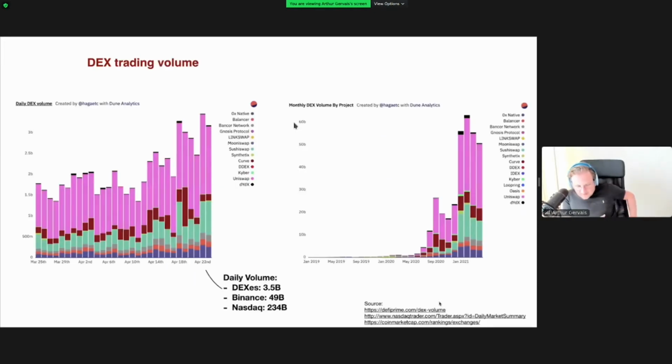So if you look at existing DEX trading volume, this has grown quite significantly, especially here in the year 2021. We have reached peak monthly trading volumes beyond 60 billion US dollars. And you can see here that the daily volume of DEXs hit basically 3.5 billion US dollars, compared to 50 of Binance, which is a centralized crypto exchange, and the Nasdaq, which is a traditional stock exchange. So basically the DEX volume is still small, but it starts to be comparable to traditional finance.